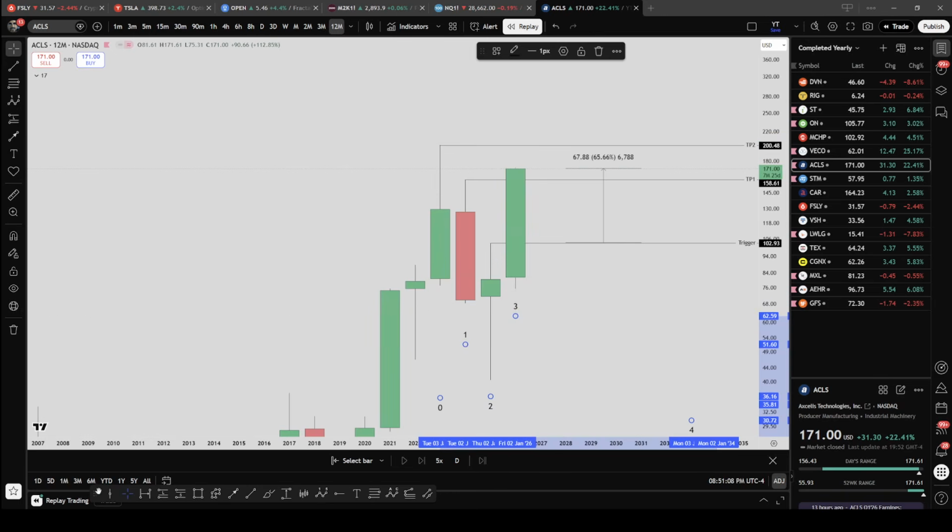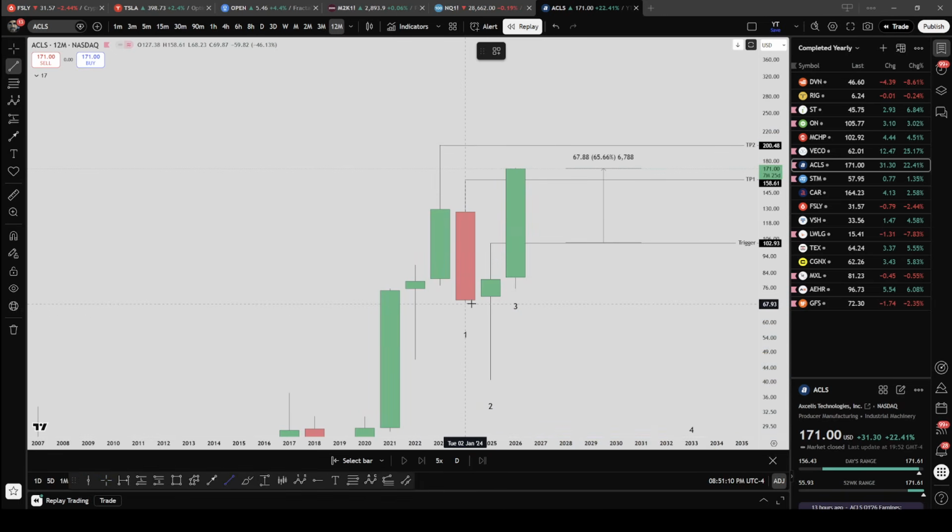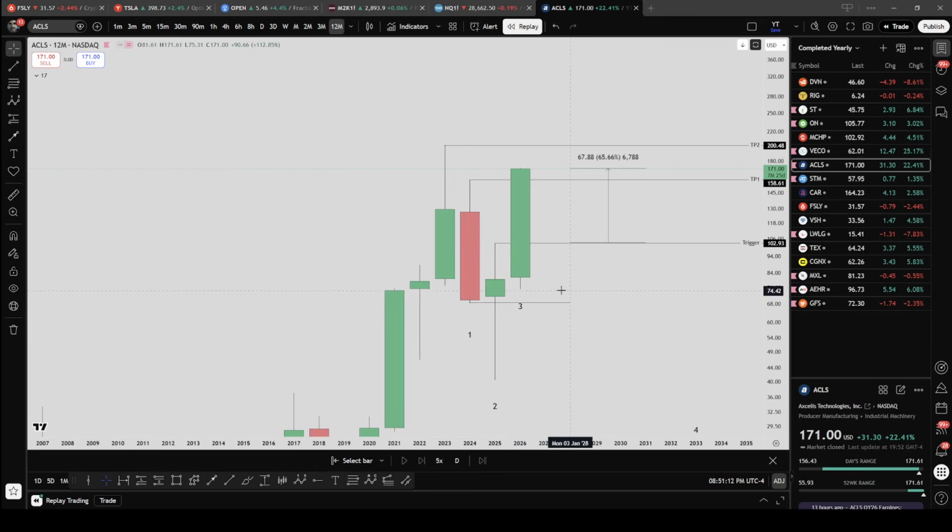And before I forget, what constitutes a reversal candle? A reversal candle has to go lower than candle 1, but close above candle 1's low. That's a confirmed reversal candle. If the candle body couldn't close above candle 1's low, then it wouldn't be a verified reversal.